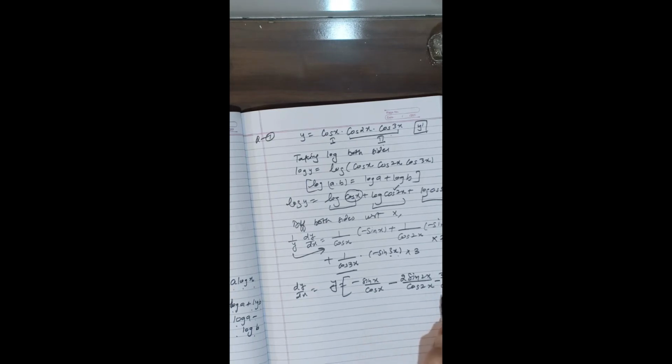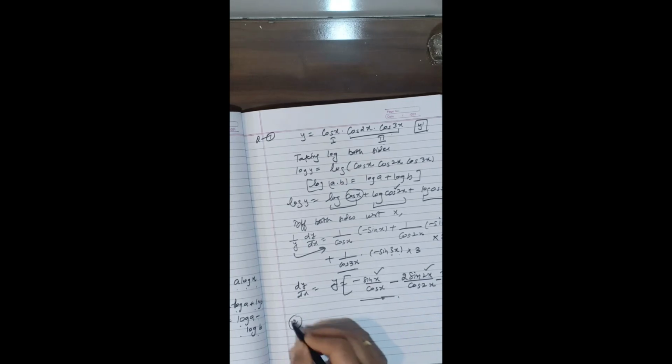You may leave it till here or you can change this sin upon cos as tan. Then it will become minus tan x, minus tan 2x and minus tan 3x. That's our question number 1 of your exercise 5.5. Similarly, there's question number 2. I'll just give you the hint for the same.